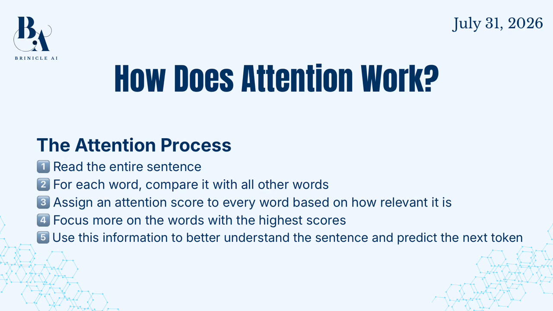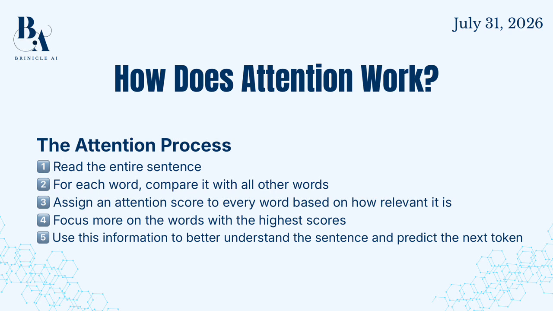A fun analogy. Imagine you are reading a mystery novel. When you read "he was arrested," your brain immediately asks, who is he? You quickly scan previous pages, but you don't reread every sentence equally. You focus on the most relevant clues. An LLM does something similar. It scores previous words, focuses on the most relevant ones, and uses that information to understand the current word. Attention allows every word in a sentence to communicate with every other word before the model decides what to say next.